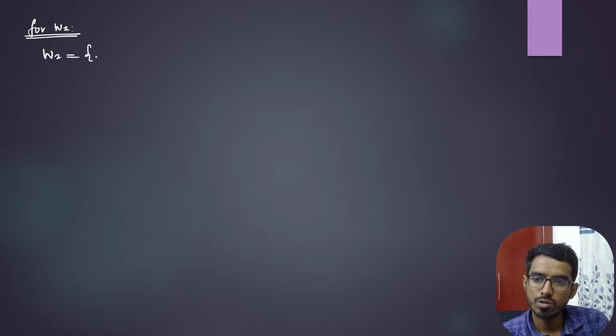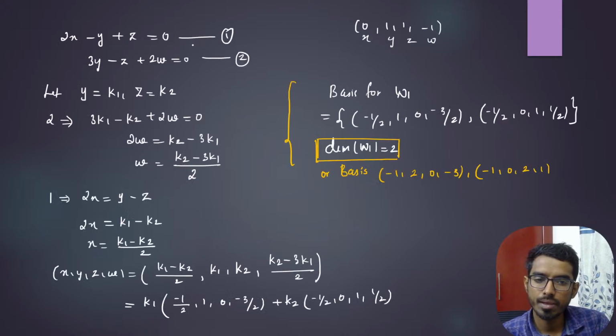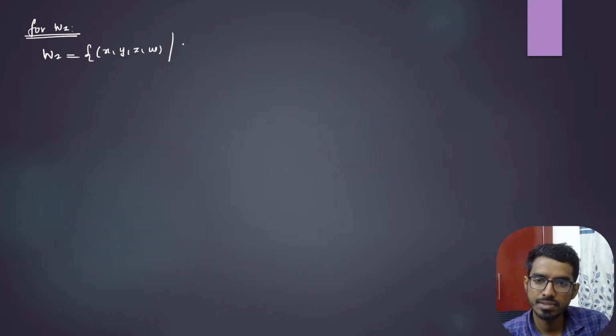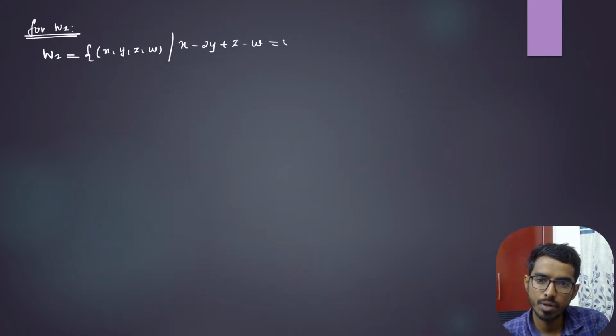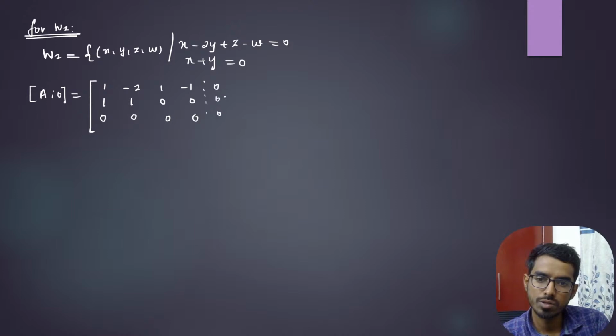Now what is W2? W2 consists of all those x, y, z, w such that x minus 2y plus z minus w is equal to 0, and x plus y equal to 0. So we'll directly write the augmented matrix A comma O: 1, minus 2, 1, minus 1 for x, y, z, w, and we will write 0, 0, 0, 0 on the right.